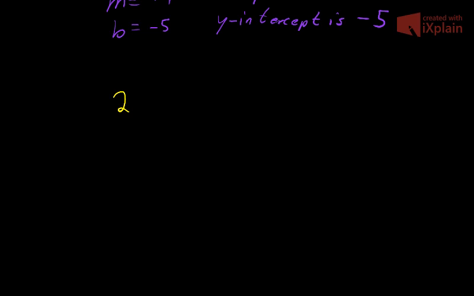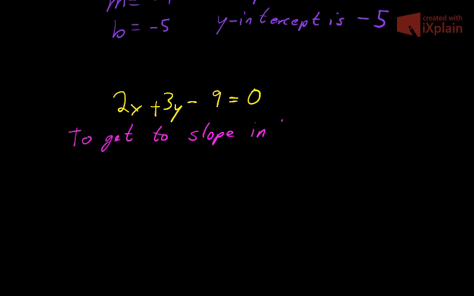That looks like 2x plus 3y minus 9 equals 0. And the trick here is that to get to slope-intercept form, all we have to do is solve for y. And that's all we have to do.